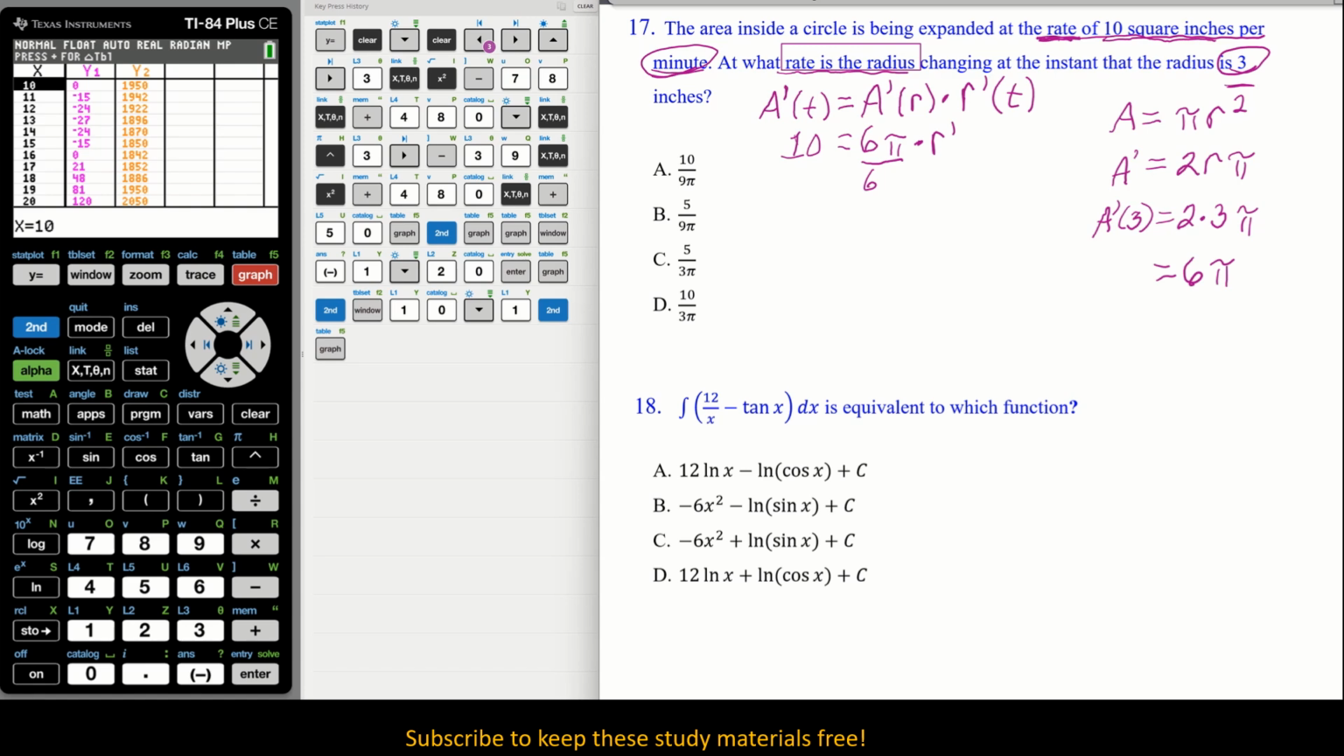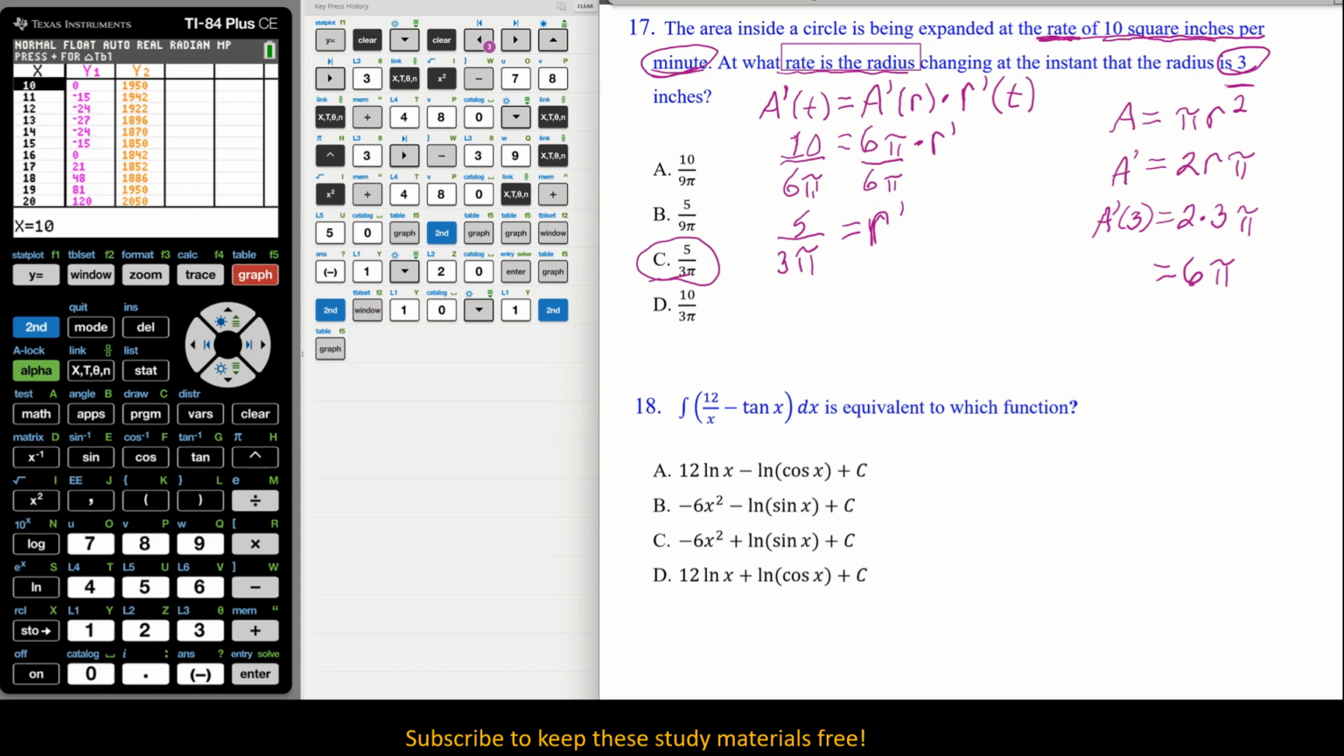So we have to divide both sides by 6 pi. That gives us our rate of the radius, but we have to simplify that. Divide the numerator and denominator by 2. That gives us 5 over 3 pi, which is option C. Makes sense. Now let's go to 18.